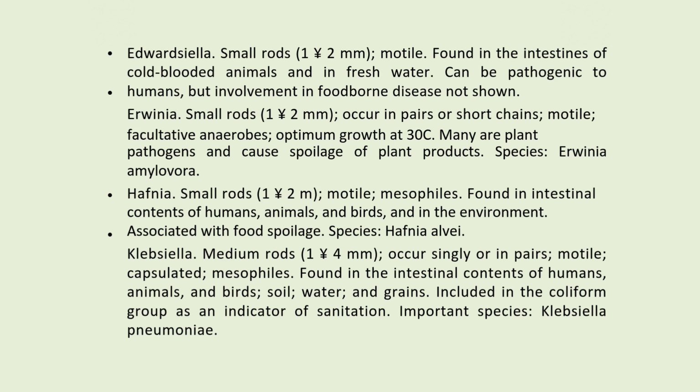Now we look at Klebsiella. These are medium rods that occur singly or in pairs. They are motile, capsulated and mesophiles. They are found in intestinal contents, soil, water and grains. They are included in the coliform group as an indicator of sanitation. An important species is Klebsiella pneumoniae.